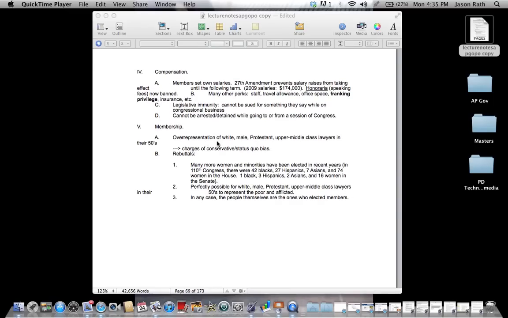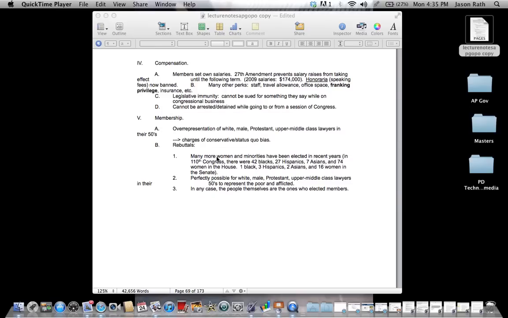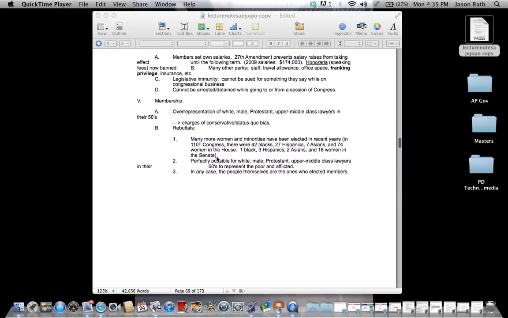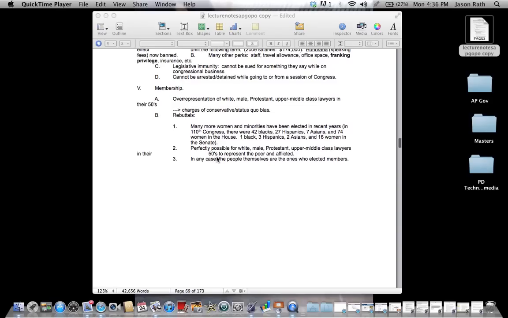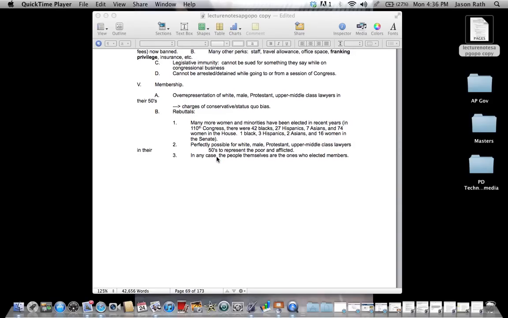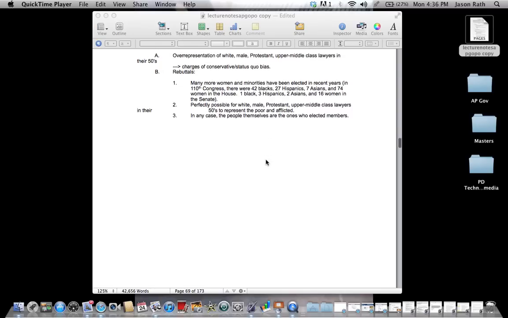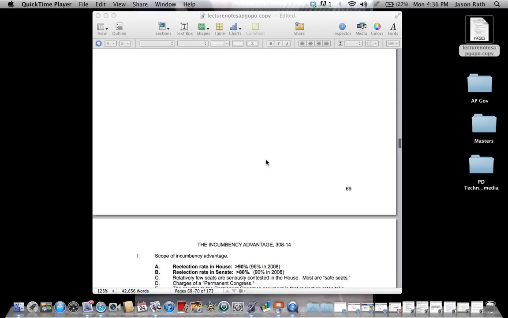Membership: over-representation of white, male, Protestant, middle-class lawyers in their 50s. Charges of conservative status quo bias. Rebuttals: many more women and minorities have been elected in recent years. And it's perfectly possible for white, male, Protestant, middle-class lawyers in their 50s to represent the poor and afflicted. Interesting rebuttal there. Not sure if I always agree with that. In any case, the people themselves are the ones who elected the members. But remember, what's wrong with that? They draw their own districts. We talked about that already in class a little bit.